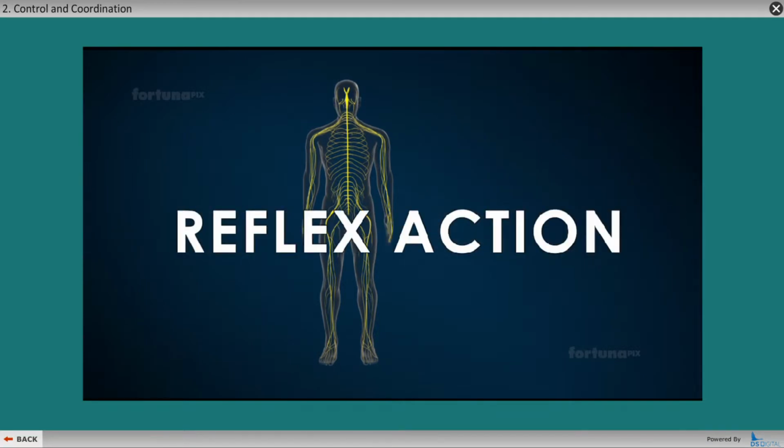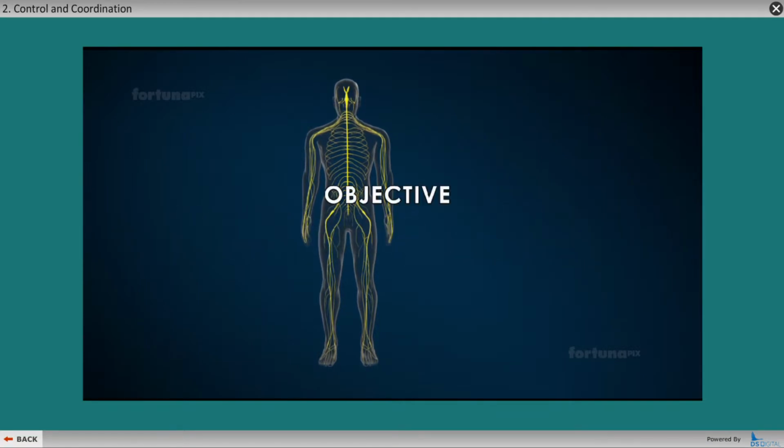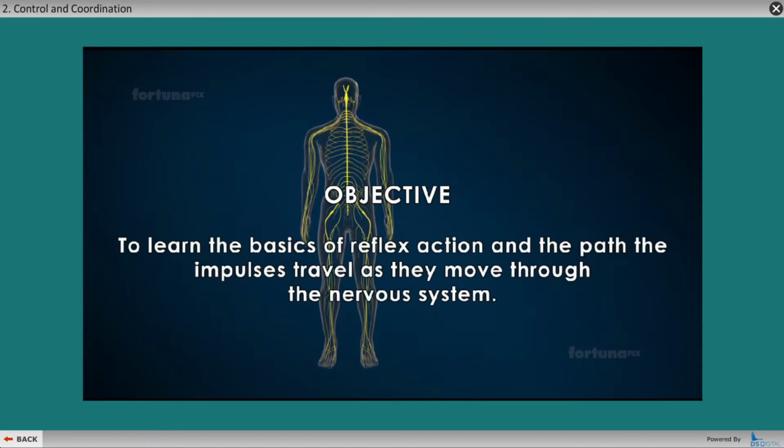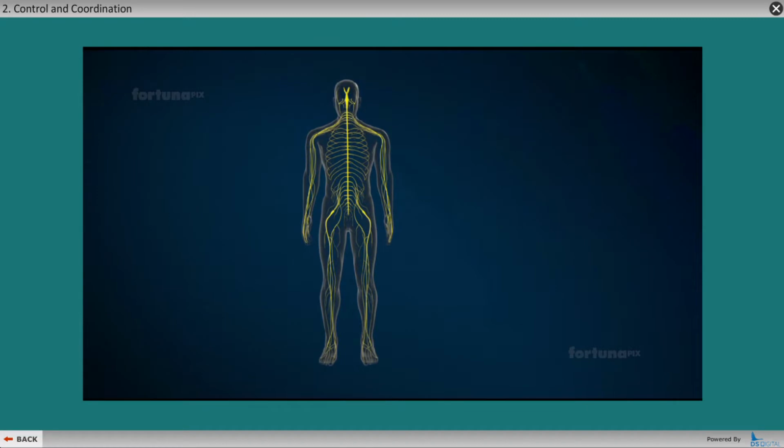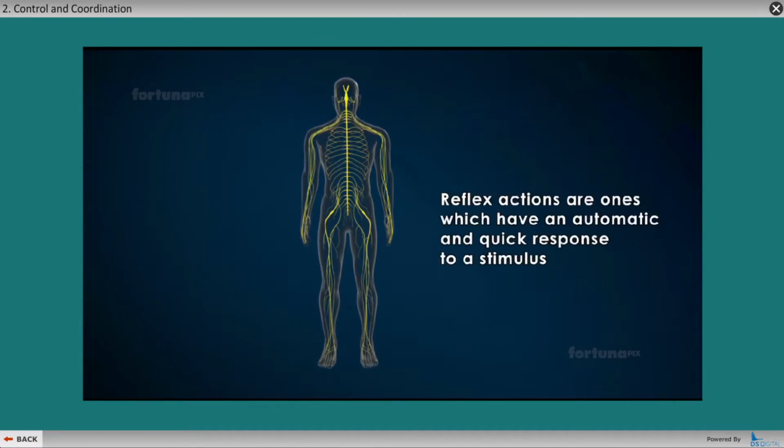Reflex action. Objective: to learn the basics of reflex action and the path the impulses travel as they move through the nervous system. In the nervous system, reflex actions are ones which have an automatic and quick response to a stimulus.